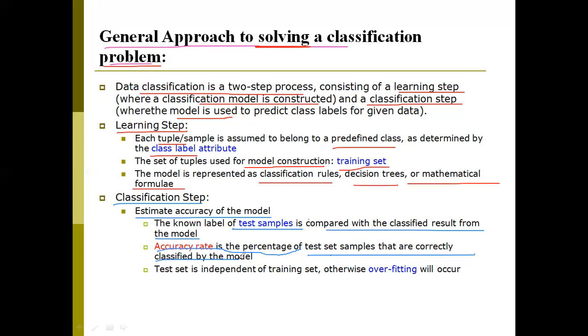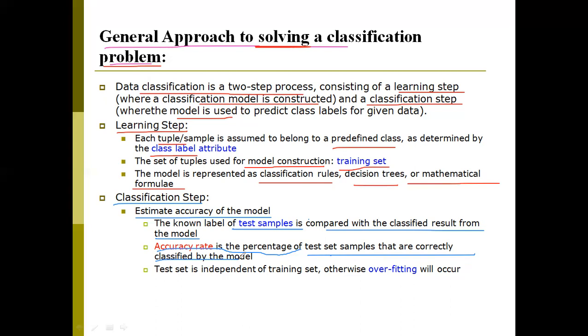Based on these two things, here we are going to calculate the accuracy rate. One is the number of test samples we have. Suppose the number of test samples is 10. Among the 10, how many records got accurate results? Out of 10, 9 records may have got accurate results, which means 9 out of 10.